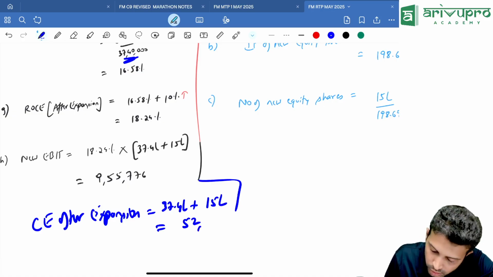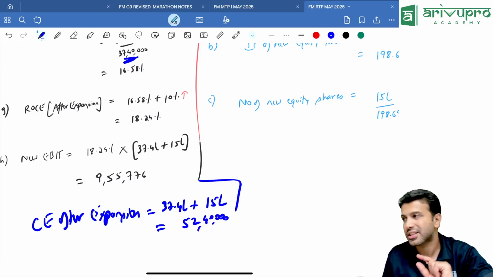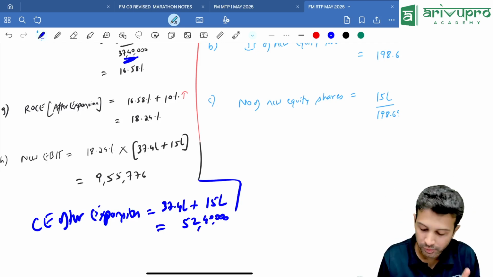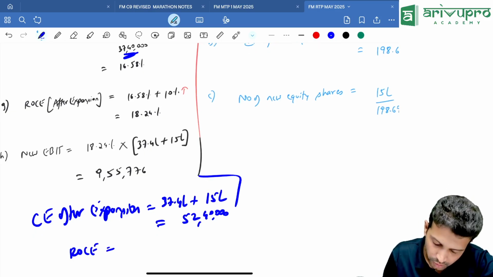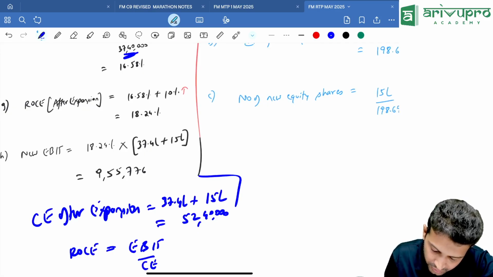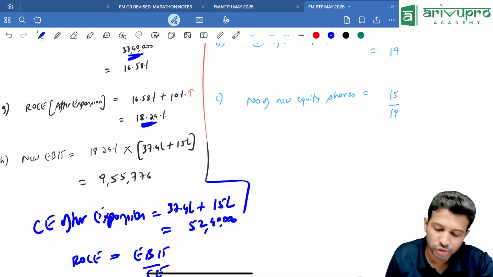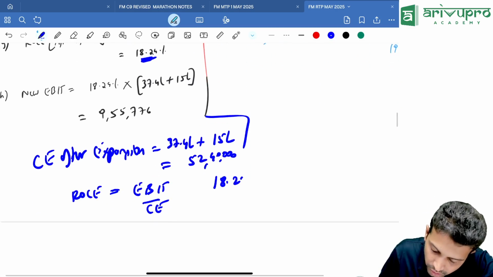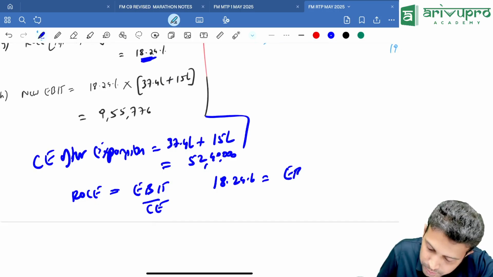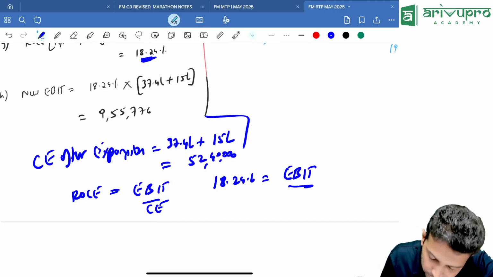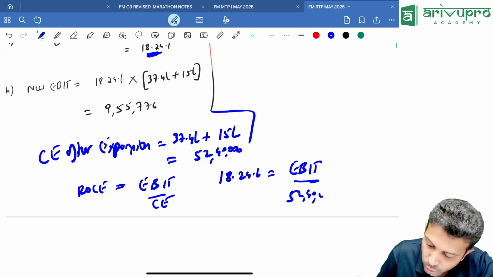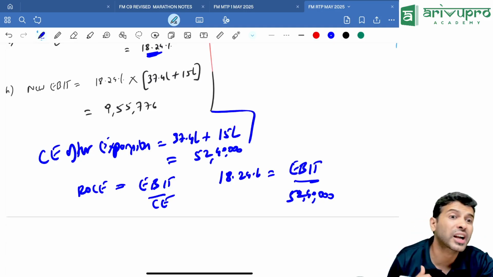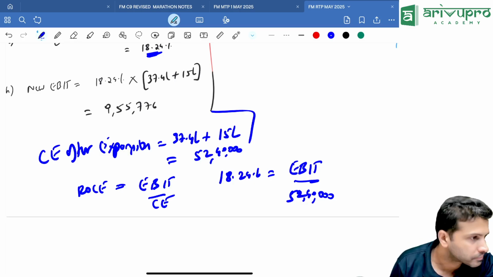52 lakh 40,000. That means after expansion, your capital employed will become 52 lakh 40,000. So how do you get ROE? EBIT divided by capital employed. After expansion, your return is 18.24%. After expansion, how much is EBIT? Don't know. After expansion, how much is capital employed? 52 lakh 40,000. Now substituting, won't you get the EBIT of the project after expansion? Yes. Understood?